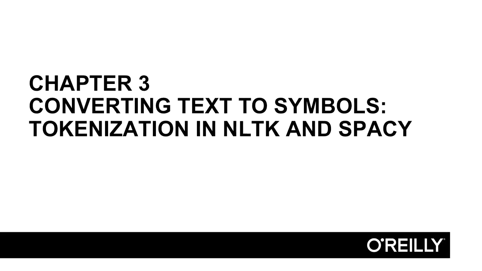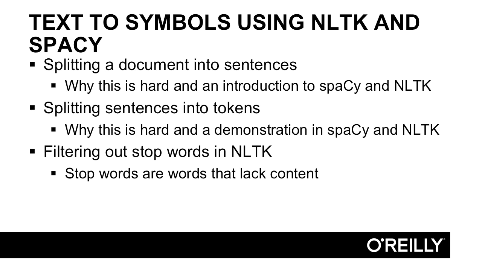In this chapter, we're going to cover how to convert text to symbols. This is called tokenization, and we're going to do it in NLTK and spaCy, which are two libraries for Python. We're first going to cover splitting a document into sentences. A document is just some body of text, and the first step towards getting it into symbols, which are little pieces of text that a computer can understand, is to split it into sentences. We'll talk about why this is hard, and we'll give an introduction to spaCy and NLTK.